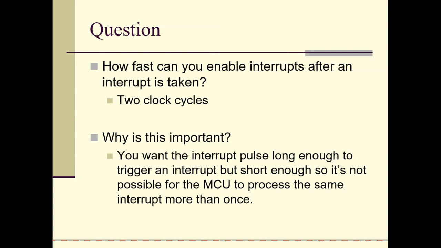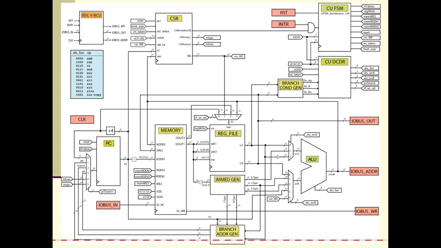So there's the answer. It takes 2 clock cycles to enable the interrupts, and essentially, yes, we have to filter these things to make the interrupts work properly. Too short, it's going to be missed. Too long, it's going to be caught multiple times. And that's it, folks.